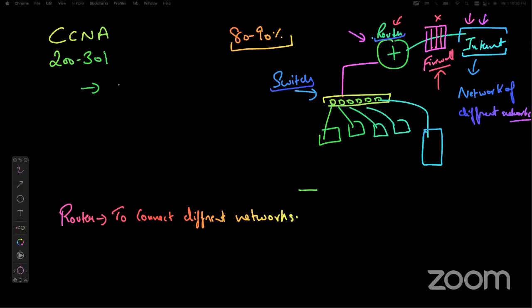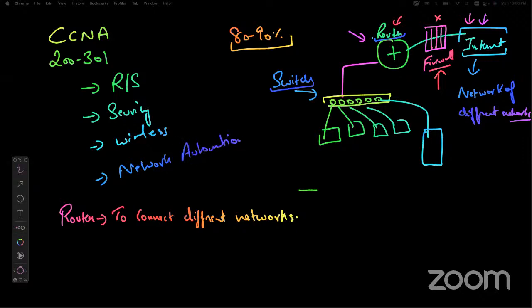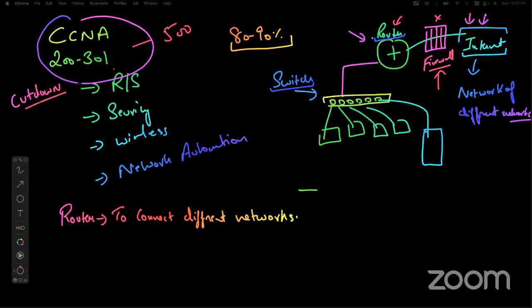Now, they want to add routing and switching, some security topics, some part of wireless, and some part of network automation. So tell me, if they want to add everything in one course, what will happen to that course? Obviously, they will cut down the topics. Yes or no, everyone? Everyone agree? Because they can't make a 500-hour course, right? So Cisco has cut down the topics.